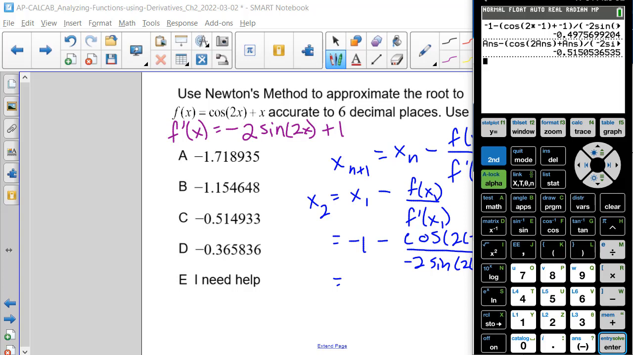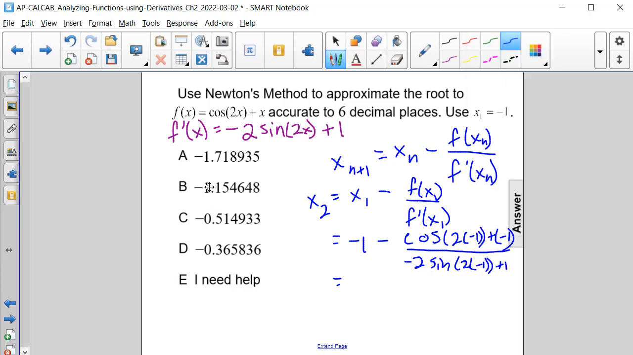All right, and now we can keep pressing equals a couple of times until we get to our best estimate. And notice we have 1, 2, 3, 4, 5, 6. We do have 6 accurate digits up to here, so the answer is -0.514933, or answer choice C.